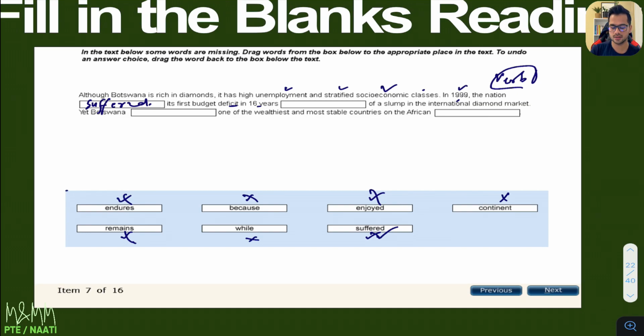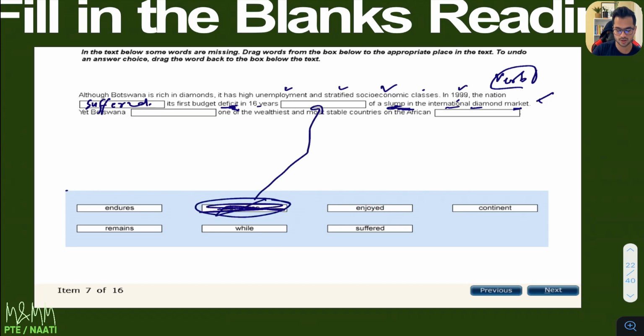In 16 years, dash of a slump in the international market. It obviously makes sense that the nation suffered its first budget deficit in 16 years because of a slump in the international diamond market. So because has to be my correct answer. The best part in the exam is that once you drag and drop an answer over here, this option will disappear from here. That makes it easier for you to keep track of which options are done and which are still remaining. So here the correct answer has to be because.